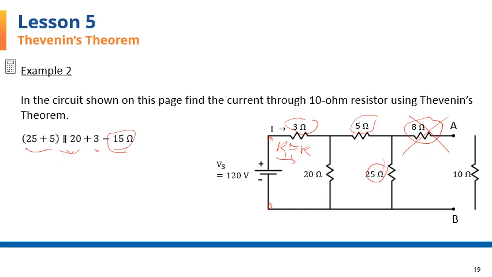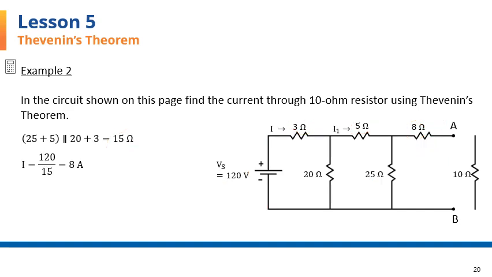Now that we have the equivalent resistance seen by this voltage source, we can find this current by dividing 120 over that resistor, and that was 15 here. You see that on the next page, on this page. So I going through here is 8 amps.